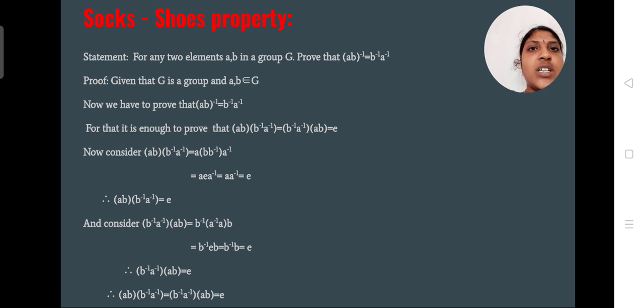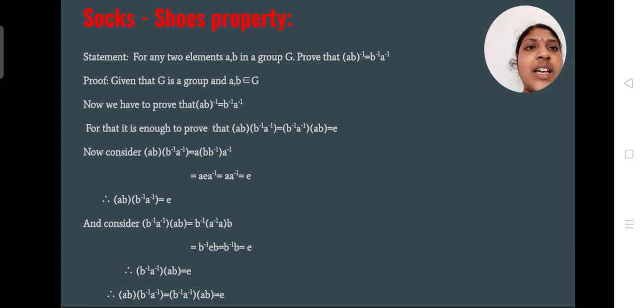Now we have to prove that (AB) whole inverse is equal to B inverse into A inverse. Here (AB) whole inverse is the multiplicative inverse of AB. That means B inverse A inverse is also an inverse element of AB. So it is enough to prove that AB into B inverse A inverse is equal to B inverse A inverse into AB is equal to the identity element. Then we conclude that (AB) whole inverse is equal to B inverse into A inverse.